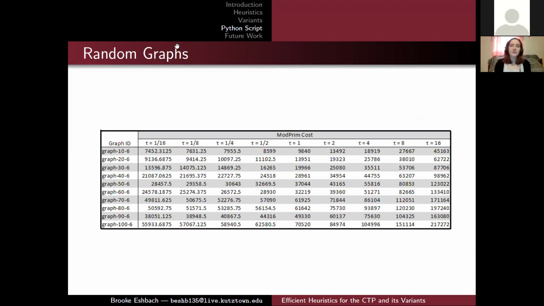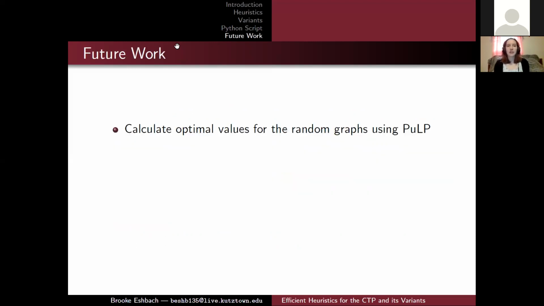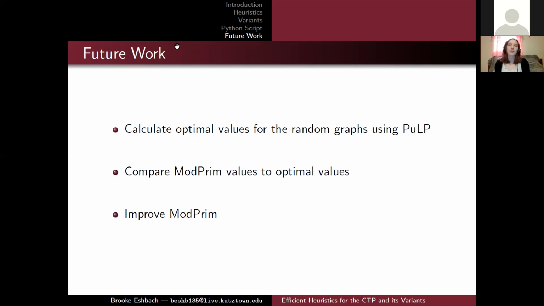And so then based off of this, I would like to, from here, calculate optimal values for the random graphs using pulp, which we're working on currently. And then I want to be able to compare our ModPrim values for every random graph to our optimal values from pulp, just to see how ModPrim actually works and how good it really is, and then potentially look at ways we could improve ModPrim.